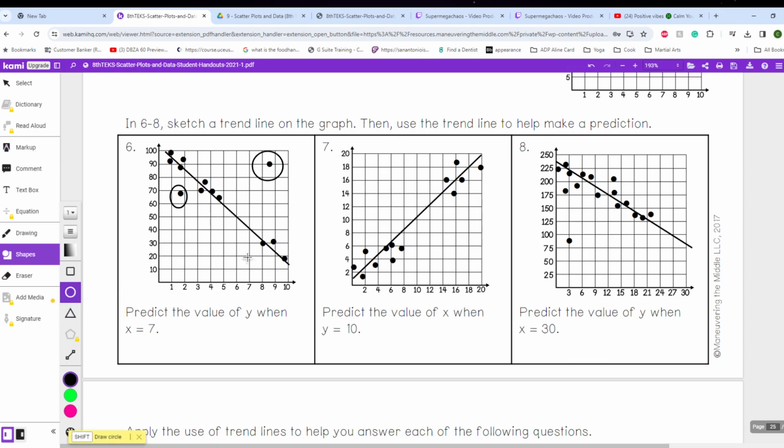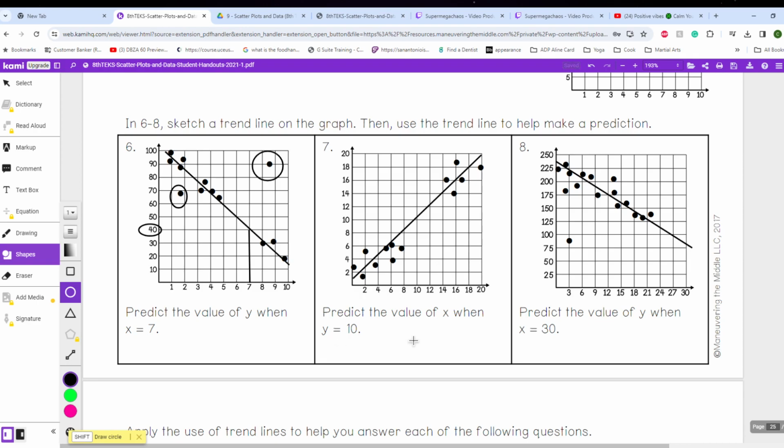So this first one says predict the value of y when x is 7. So I'm going to draw a line straight up from x equaling 7. And I'm going to say, okay, my trend line is around 40 when x is 7. So it's 40.